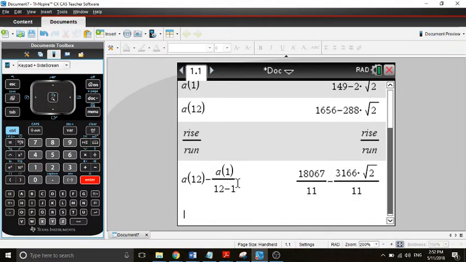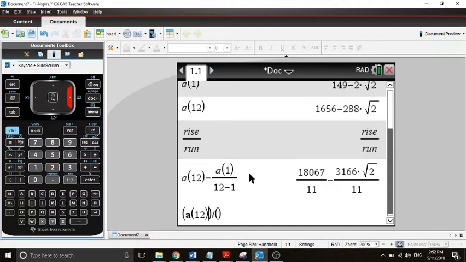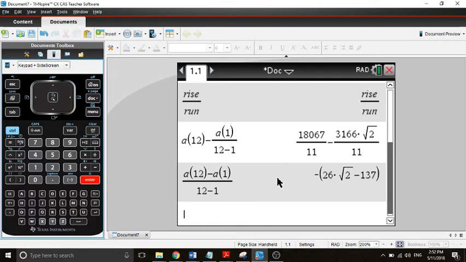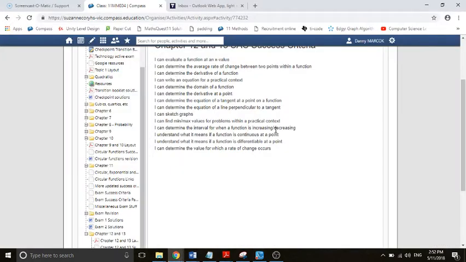And that has not worked at all, so we're going to do that again. Rise over run: A of 12 minus A of 1, over 12 minus 1, and that's better. That's how it should look. So that's our average rate of change between 1 and 12.